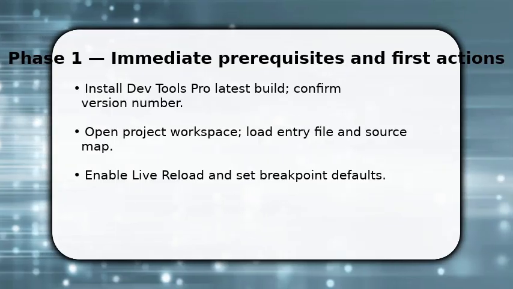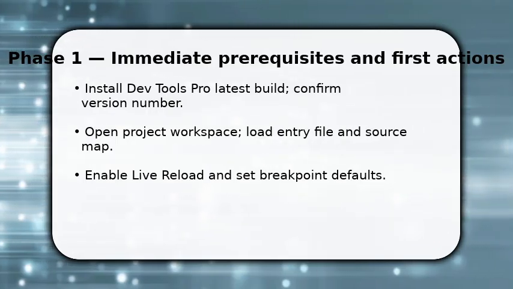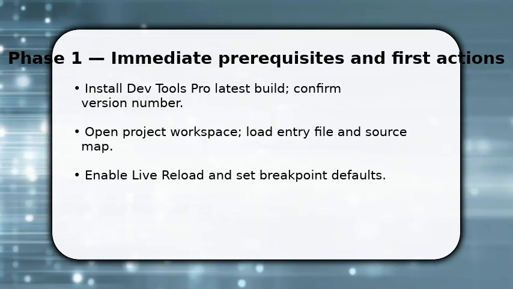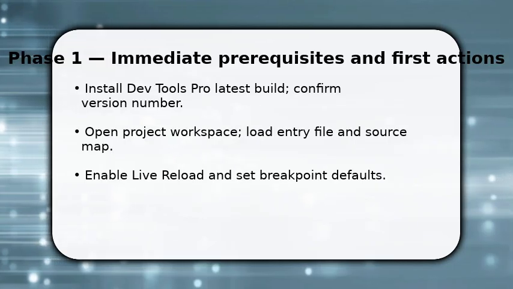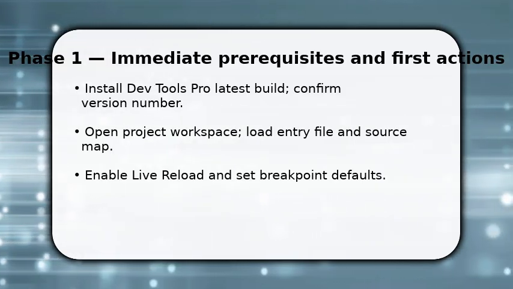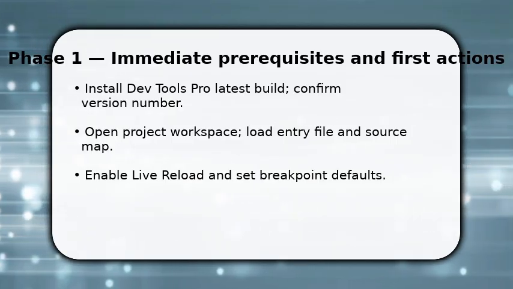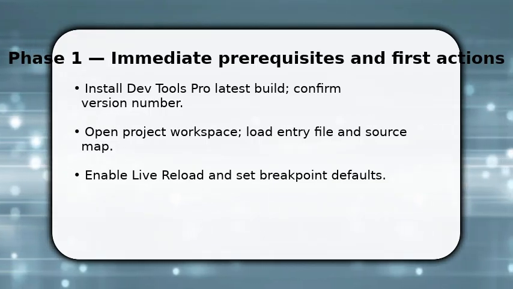You begin by confirming prerequisites and then opening the workspace so you can act immediately. Once done, install or verify the DevTools Pro version and load the project's entry file with source maps so errors map to real code. Make sure live reload is enabled and breakpoint defaults are set. This saves time later. You'll see why. Early mapping and live feedback let you iterate fast, catch regressions, and avoid chasing phantom bugs.